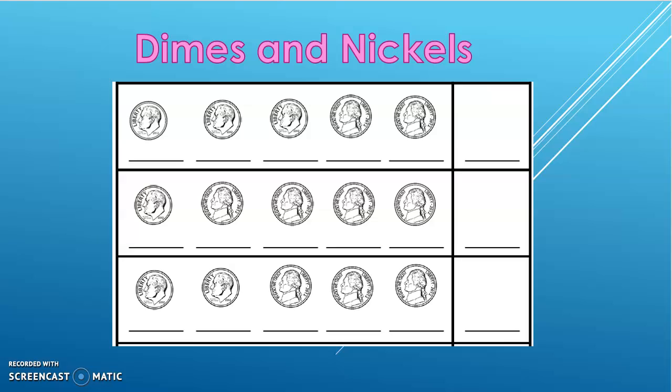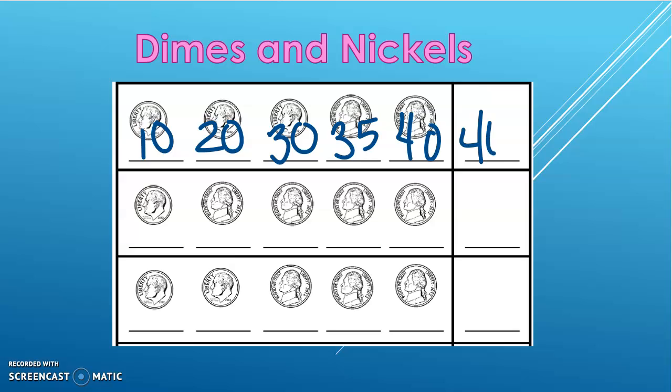Let's look at the next page. 1 dime would be 10. Another 10 would give us 20. Another 10 would give us 30. Then we would add a nickel, which is 5, so 35. And 1 more 5 would give us 40. So our total is 40 cents.